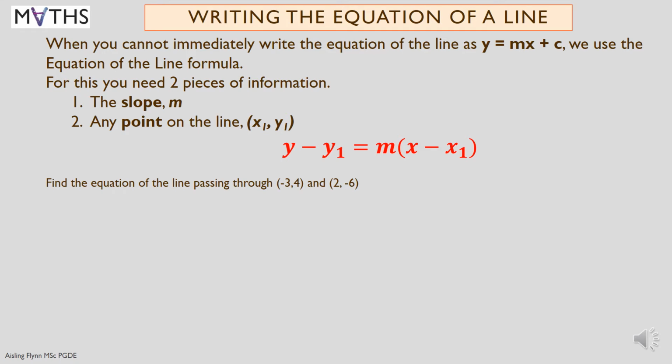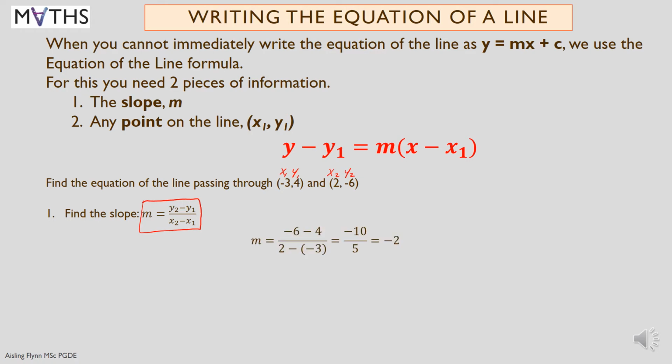So first we're going to put it into action and try this question. Find the equation of the line passing through minus 3, 4 and 2, minus 6. First of all we have to find that first piece of information, the slope. To do that we use our slope formula, which we're familiar with. To use the slope formula we need 2 points, which we have, and we'll label those 2 points: x1, y1 is the first point and x2, y2 is the second point. We'll substitute those values into the formula.